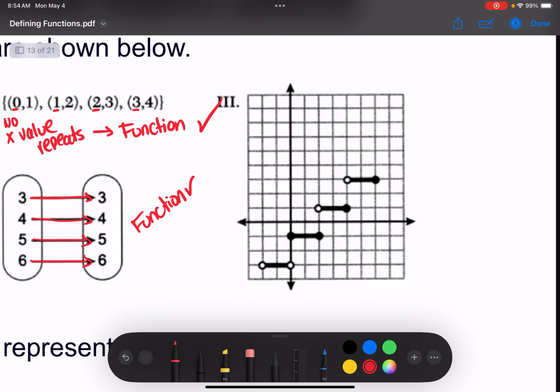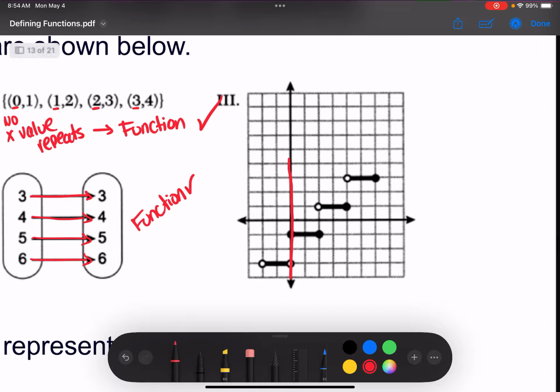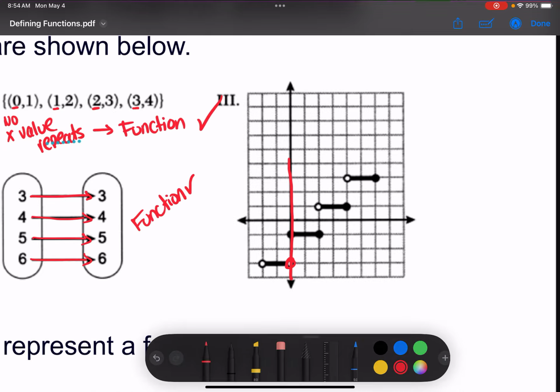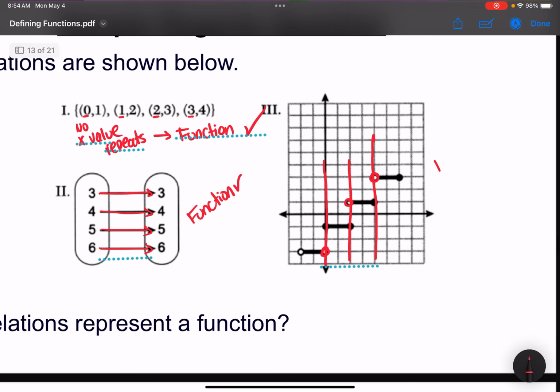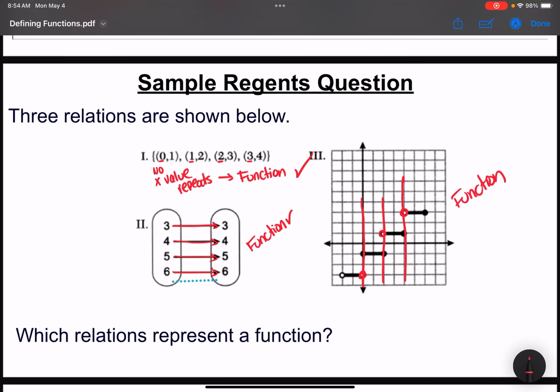And if we look at the graph, let's try to draw some vertical lines. So if we draw a vertical line here, we hit 2 points, but one of them is an open circle. So there's no problem there. If we draw another vertical line, one of them is an open circle. So again, there's no problem there. And if we have this last one, this one's also an open circle, so no problems there. So this is also a function. So for this case, which relation represents the function? 1, 2, and 3 all represent function.